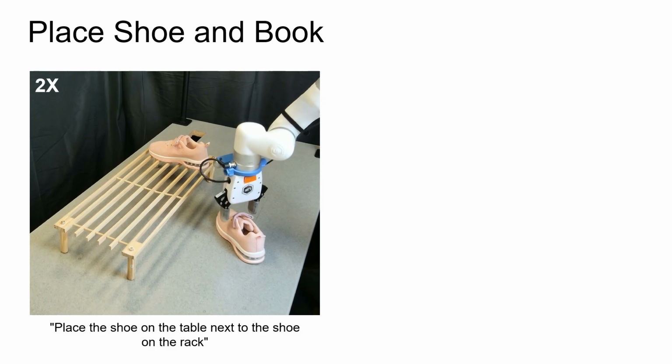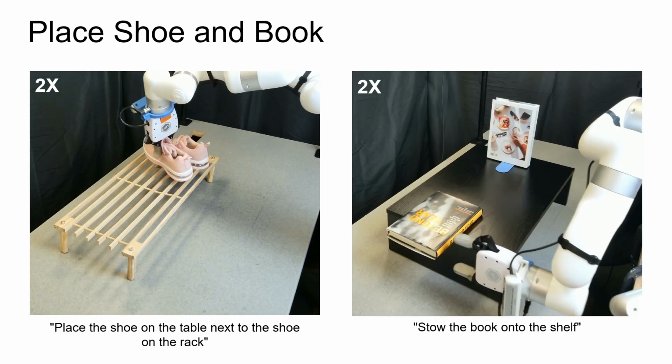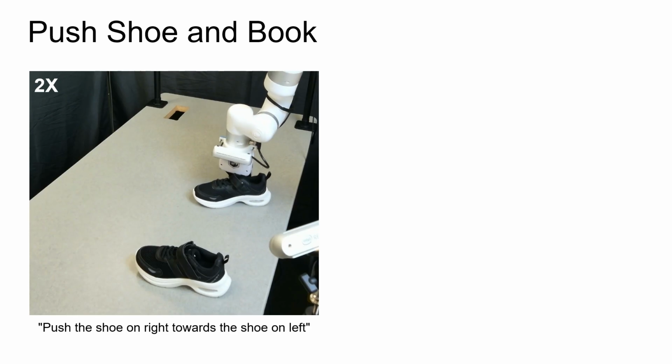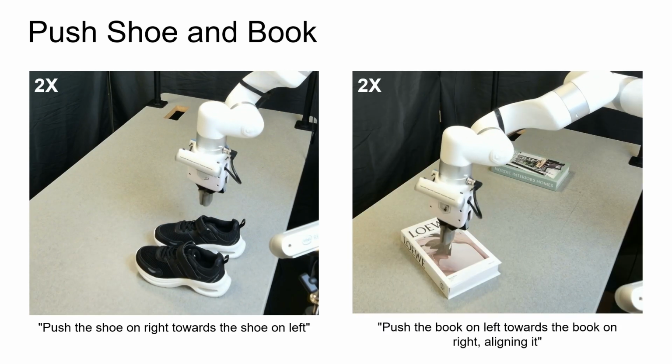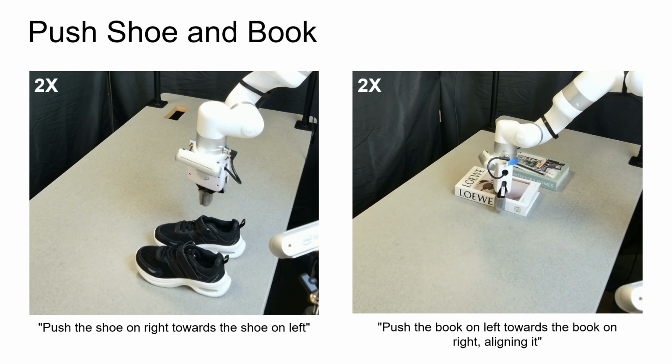We show results for placing objects. On the left, the robot moves the shoe from the table to the rack. On the right, it stows the book on the shelf. We also present results for pushing objects. On the left, the robot pushes the shoe to form a matching pair. On the right, it pushes the book, aligning it to the other one. Unlike previous works, our RL training accounts for dynamics and can achieve non-prehensile manipulation.